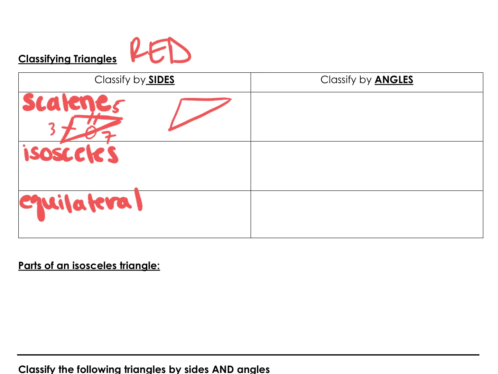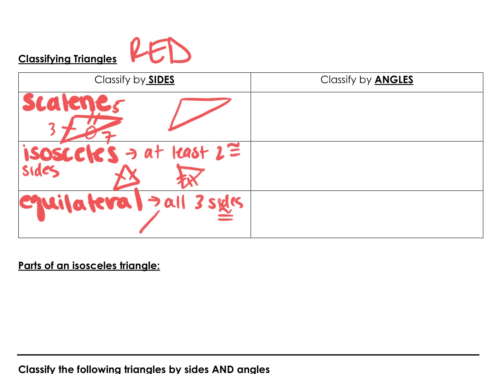Isosceles triangles, a little bit more interesting. Isosceles triangles have at least 2 congruent sides. So that looks something like this, where at least 2 of the sides are congruent. It can be any orientation as long as they're marked. And then finally, equilateral. Hopefully we all know this one. All 3 sides are congruent. And that looks like this.